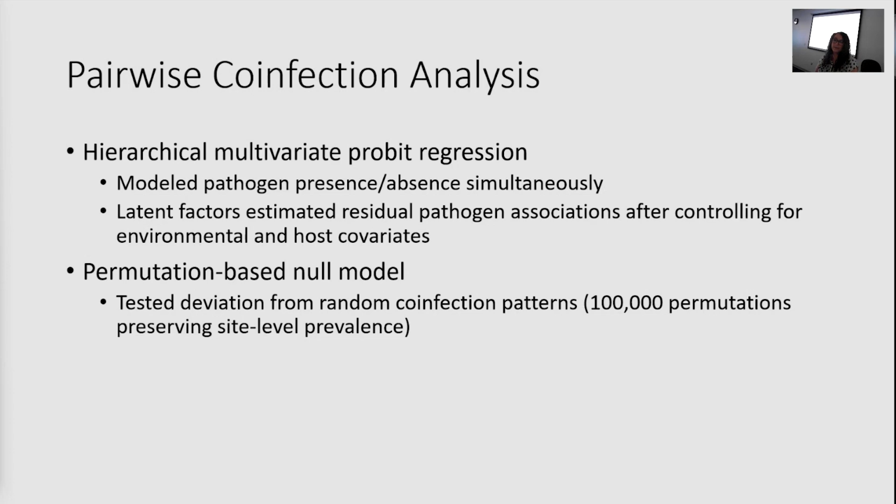So first, I examined whether pathogens tended to co-occur within raccoons more or less often than expected after accounting for environmental and host factors using a hierarchical multivariate probit regression, which modeled binary infection outcomes simultaneously and estimated residual pathogen associations after controlling for these environmental and host covariates. As a complementary analysis, I used a permutation-based null model to test whether observed co-infection frequencies deviated from random expectations while also preserving prevalence constraints.